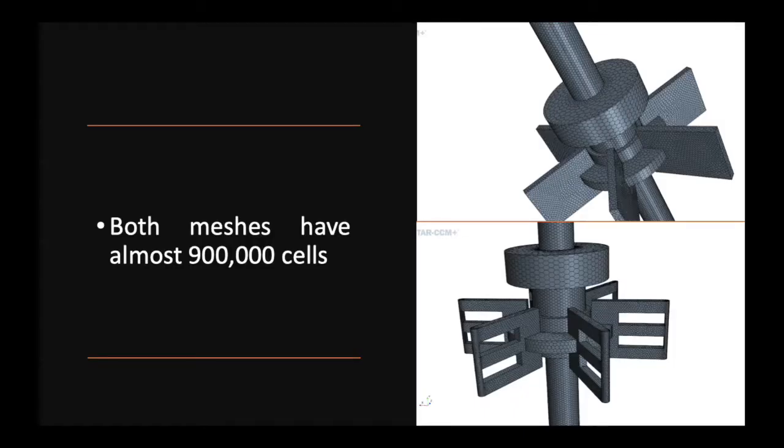As a final result, both meshes have almost 900,000 cells, although the percentage of cells in the rotating zone, specifically on the impeller, is higher for the designed impeller, as the geometry is of higher complexity.